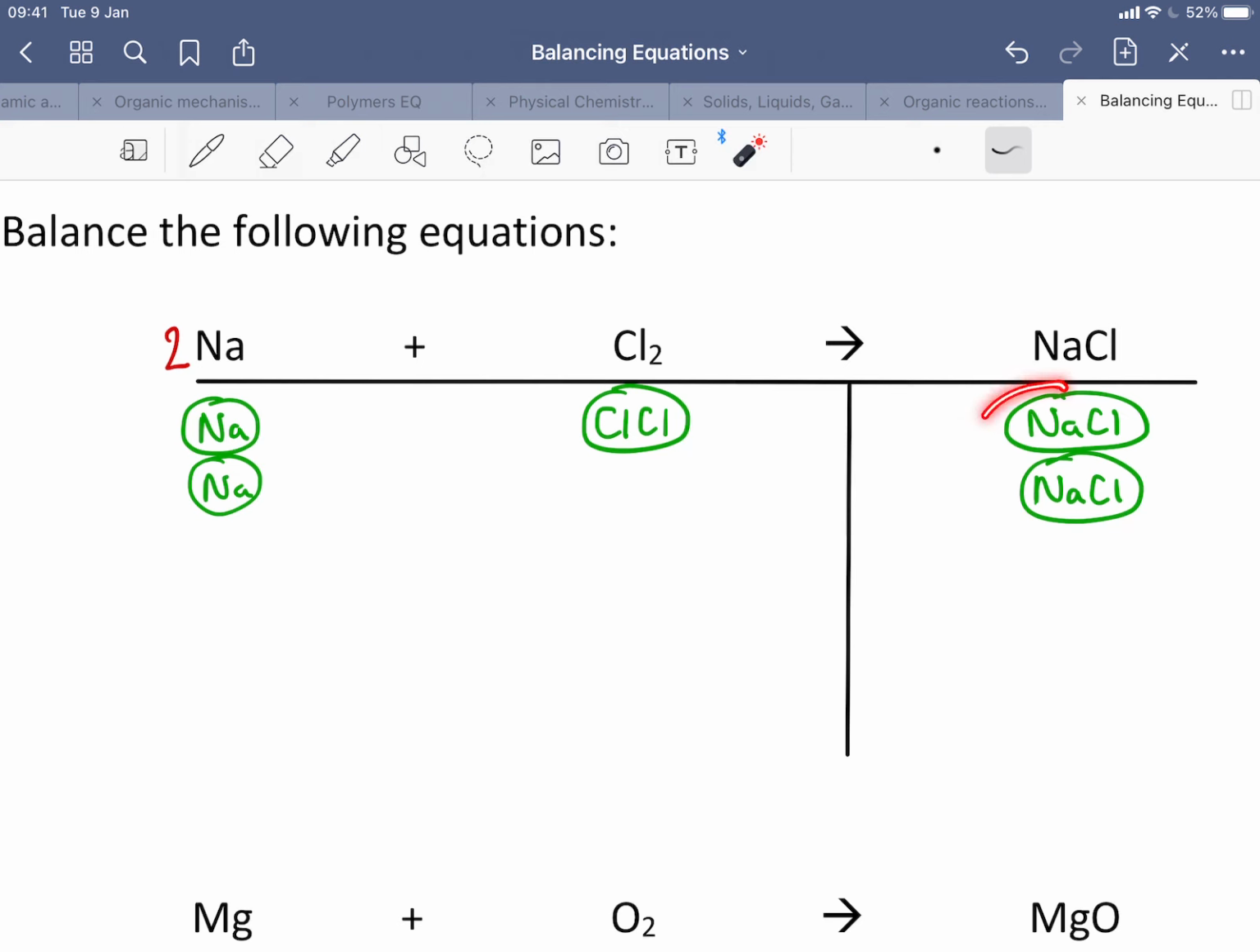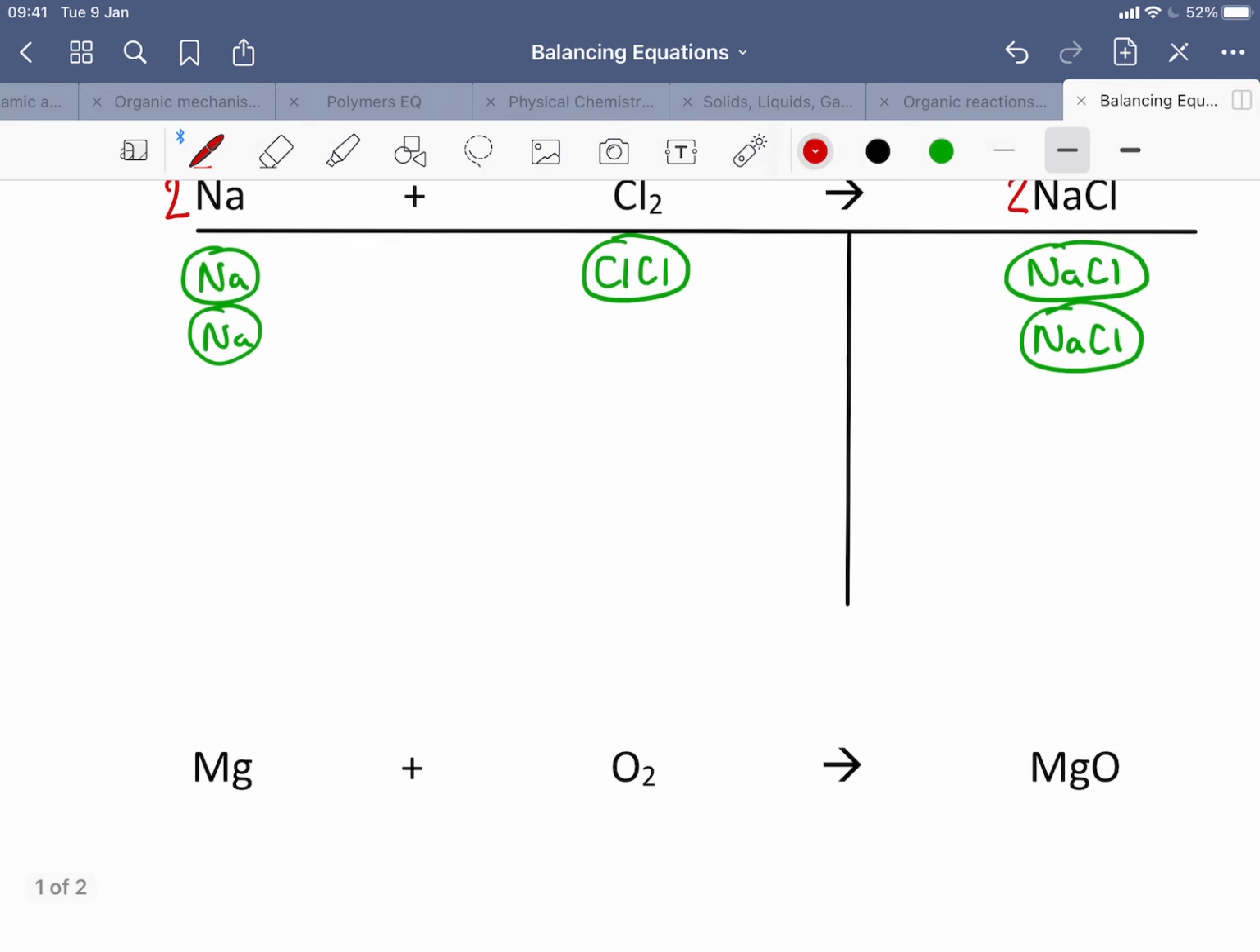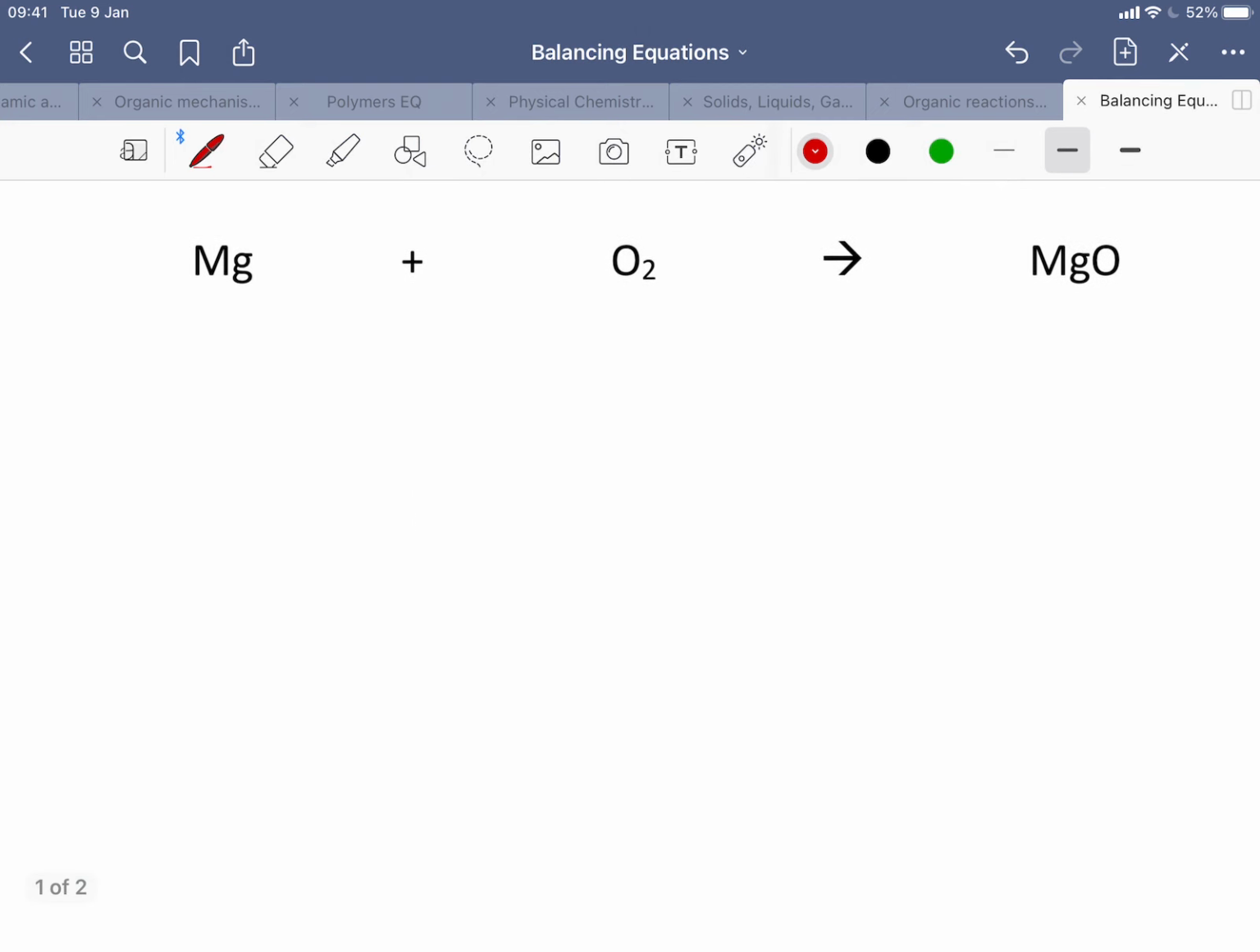And then if I look on the right hand side, I've got 2 bubbles, so I'm going to write a 2 in front of the NaCl. And that now is my balanced equation. Let's have a look at another example.